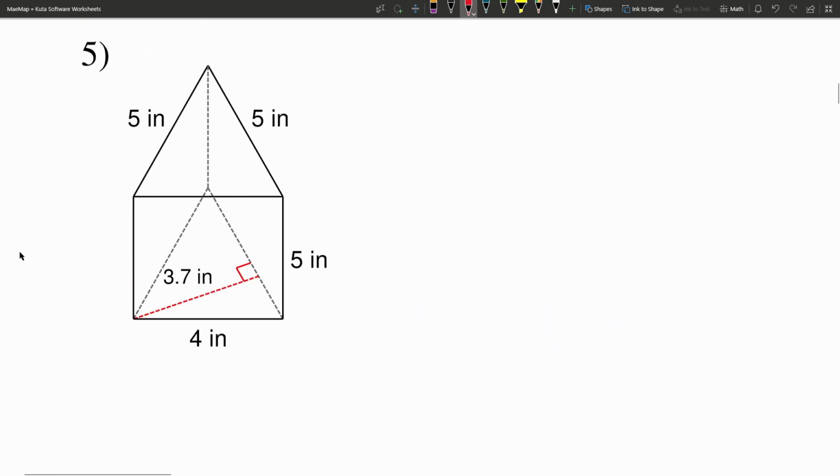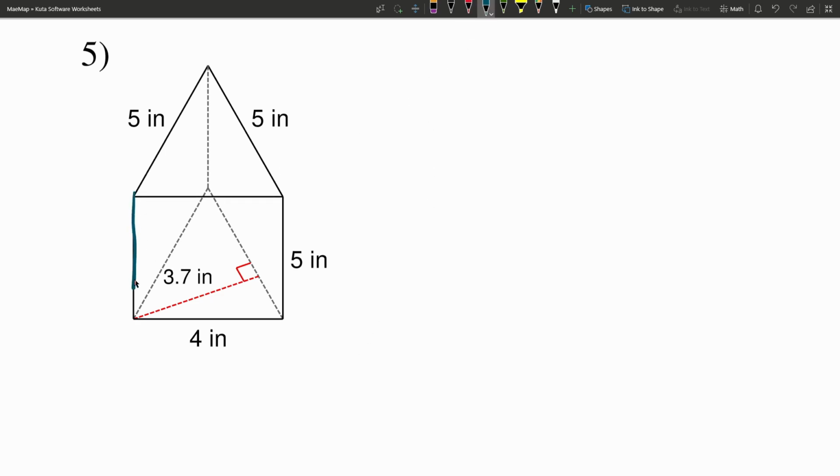In number 5, just like in 2 and 3, we have a prism, except this time we have a triangular prism where 2 of the sides are triangles. The other sides are all rectangles. Let's calculate those rectangular sides first.